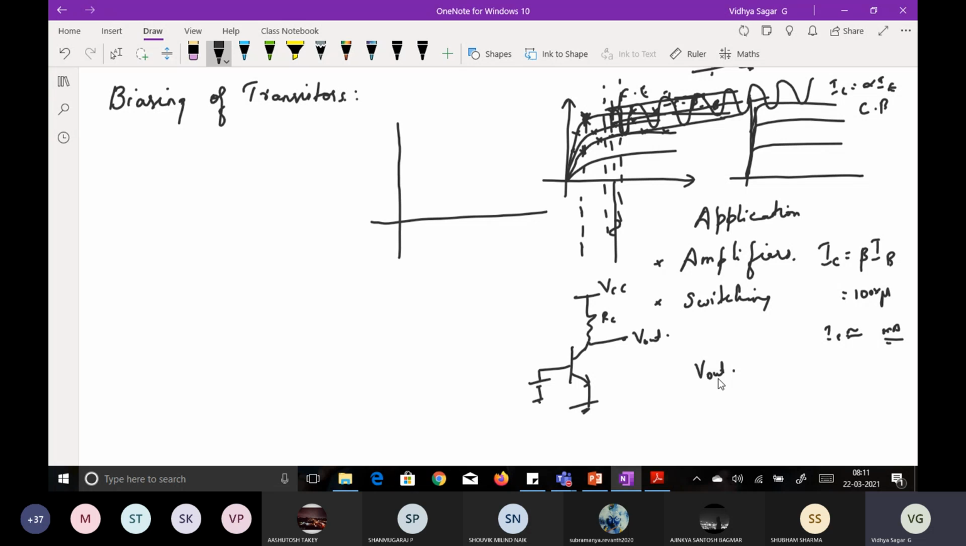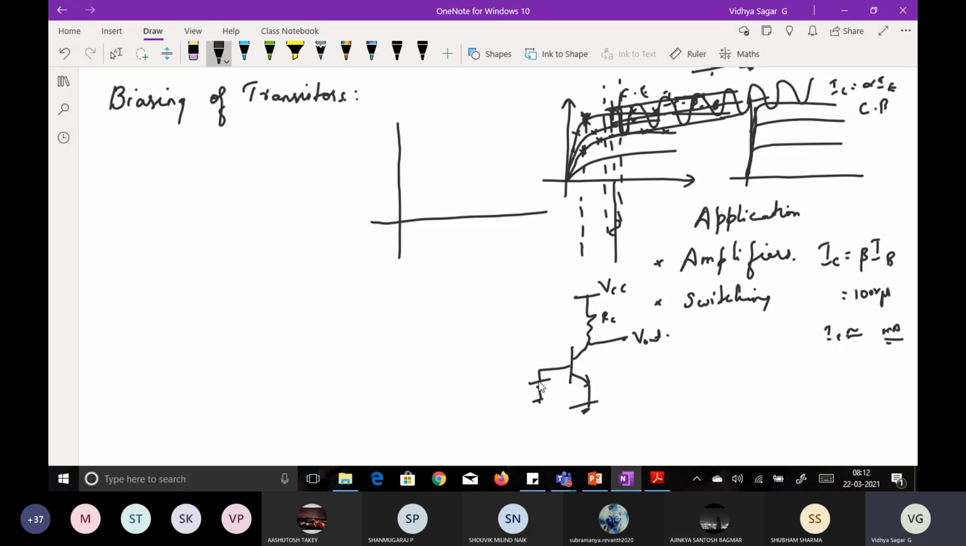Am I right? Can I write it V output? Yes or no? Yes, sir. Yes or no? Can you be clear? Yes, sir, we can write the output. Why can we write V output? Because I said so. Is it so? No, sir, we can.